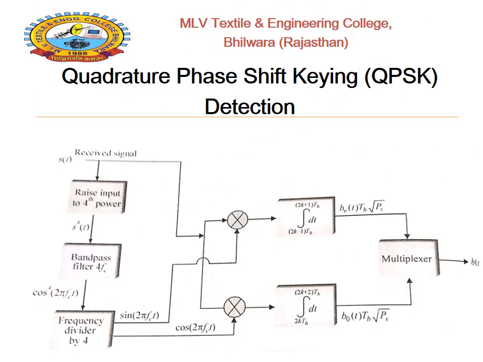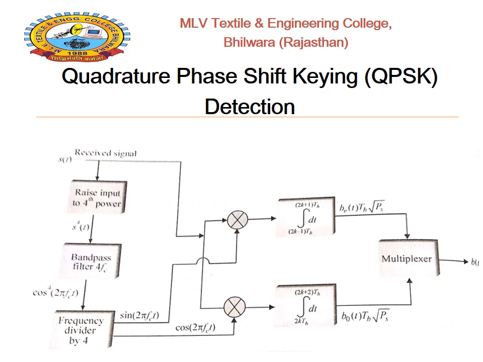Next one, the PPT represents the quadrature phase shift keying detection, where the detection is performed at the receiver section. So consider the basic block diagram of the detection part. Here the input is the received signal, which is first given to a block that raises the input to the 4th power. That means it increases the power to the 4th power. So the output of the raised power block is s to the power 4 of t.